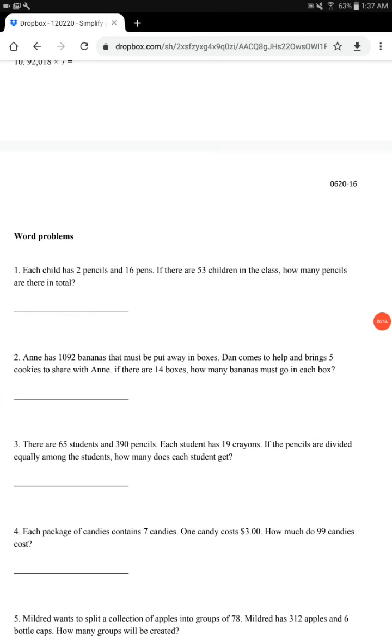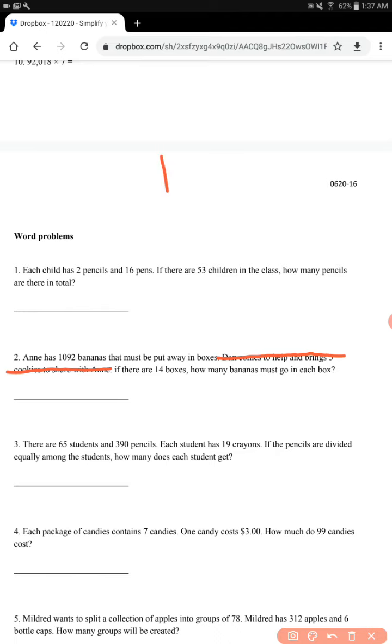We'll do one more. Anne has 1,092 bananas that must be put away in boxes. Dan comes to help and brings 5 cookies to share with Anne. If there are 14 boxes, how many bananas must go in each box? The 5 cookies have nothing to do with the question. It's just useless information to confuse you.